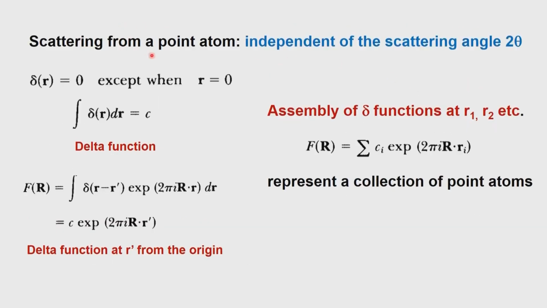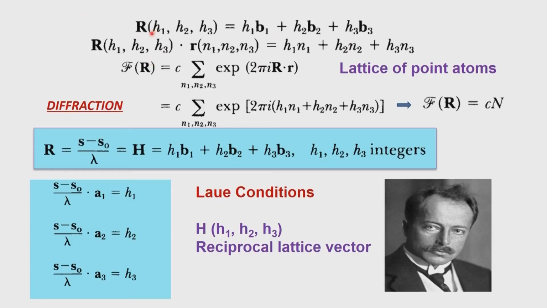Now we can describe the vector R in terms of h1, h2, h3. These are again 3 integers which will define R as h1 b1 plus h2 b2 plus h3 b3. So effectively from the real space you have gone on to a reciprocal space where you are able to express vectors in the reciprocal space. Now what we will do?